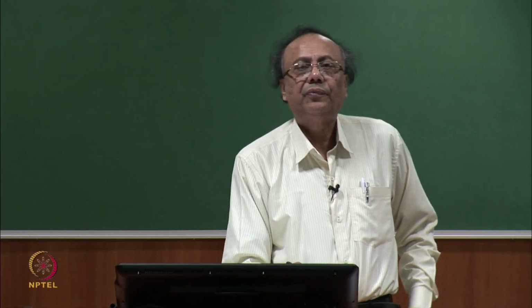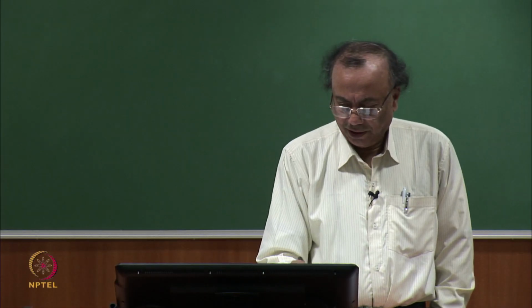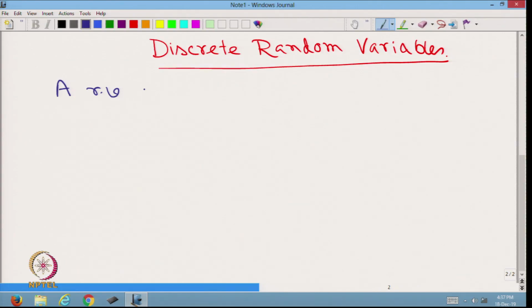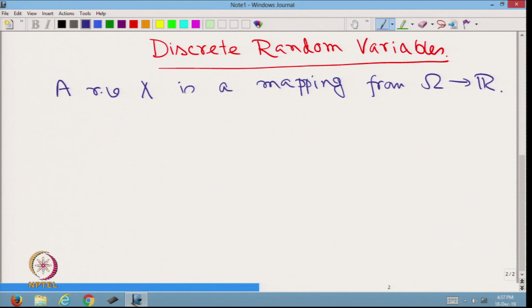We know that a random variable x is a mapping from omega to the real line. Of course, there are certain other properties; I am not going into that. Now, let us look at a discrete random variable.